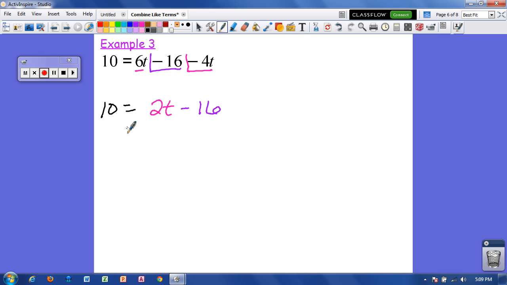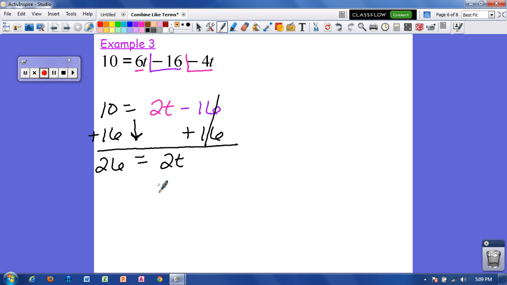Now I'm going to use inverse operations to solve. The inverse of subtracting 16 would be to add 16 to both sides. That becomes 0, and I'm only left with 2t. 10 plus 16 is 26. The inverse of multiplying by 2 would be to divide by 2. 26 divided by 2 is 13. So t equals 13. Now we're going to check.